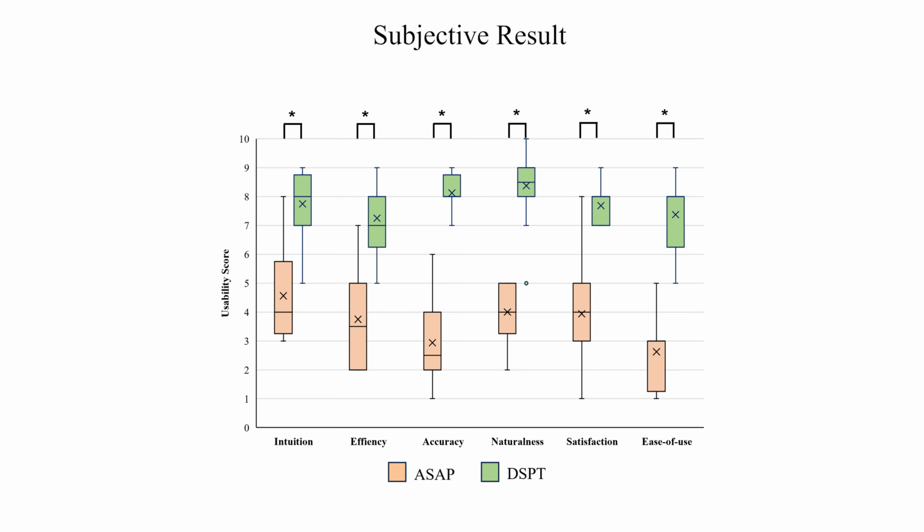In terms of usability scores, the t-test results show that users rated each metric significantly higher using our method compared to ASAP. This is due to the high prediction accuracy of the entire sequence, which provides a better user experience by reducing user frustration when the prediction fails.